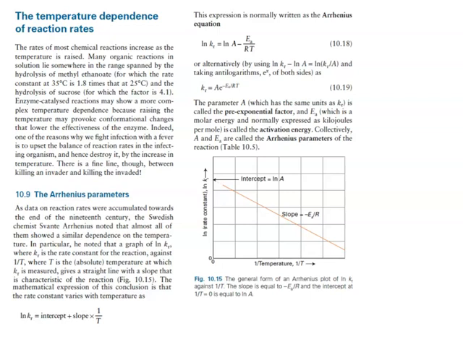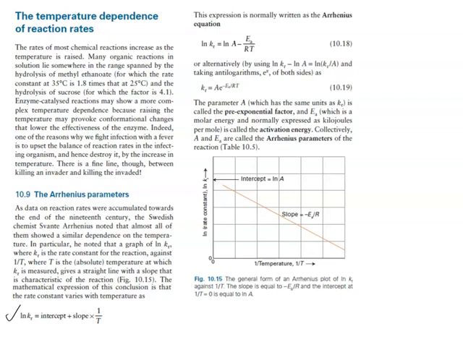As data on reaction rates were accumulated towards the end of the 19th century, the Swedish chemist Svante Arrhenius noted that almost all of them showed a similar dependence on the temperature. In particular, he noted that a graph of the natural log of k, where k is the rate constant for the reaction, against 1/T, where T is the absolute temperature at which k is measured, gives a straight line with a slope that is characteristic of the reaction. The mathematical expression of this conclusion is that the rate constant varies with temperature such that the natural log of the rate constant equals an intercept plus a slope times 1 over T.